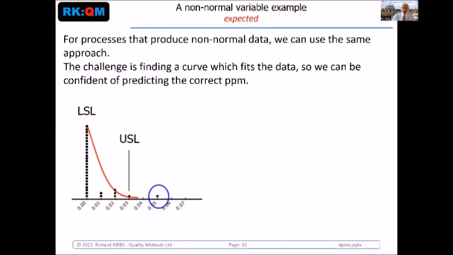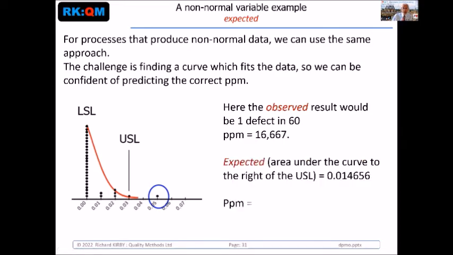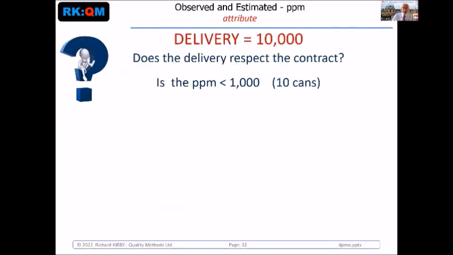This example shows 60 results from an enamel rating study. The unhelpful observed result, using just one piece of data, suggests a ppm of almost 17,000 ppm, while the expected area under the curve to the right of the USL is 14,500. There are examples where the observed will underestimate the ppm defective. But the learning point is that observed results are unreliable.